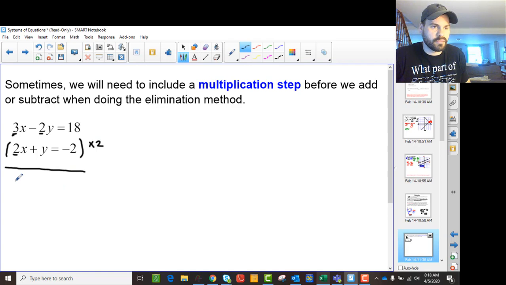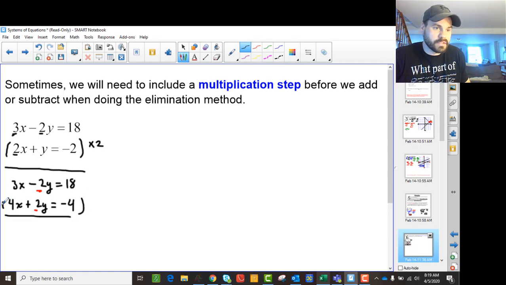The first equation stays the same, 3x minus 2y is equal to 18. But the reason I'm multiplying by 2 is now I'm going to get 4x plus 2y equals minus 4. And now the y values, you'll notice, are the same. They both have a 2 in front of them. Now because they're opposite signs, that is, this is negative, that's positive, I'm going to add these equations. So I'm going to go plus. 3x plus 4x is 7x. Minus 2y plus 2y, that's 0y. And then 18 plus minus 4 is 14. So that means that x is equal to 2.